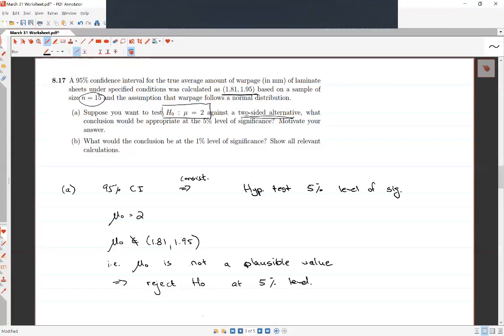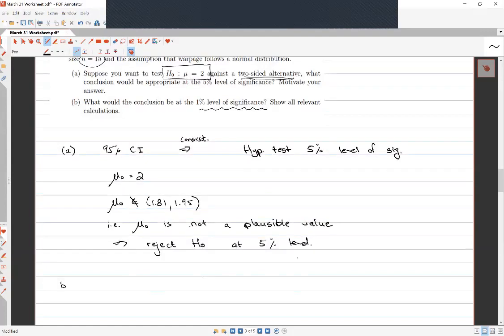Now, what would happen if we wanted to do this at the 1% level of significance? Well, the 95% confidence interval now is not directly applicable. So we have two options. One of them is we can go and perform a formal hypothesis test at the 1% level. Our other option is, for the 1% level, we would want a 99% confidence interval. But whether you go and calculate a p-value and compare it to a level of 1%, or whether you construct a 99% confidence interval, those should result in the same conclusion.